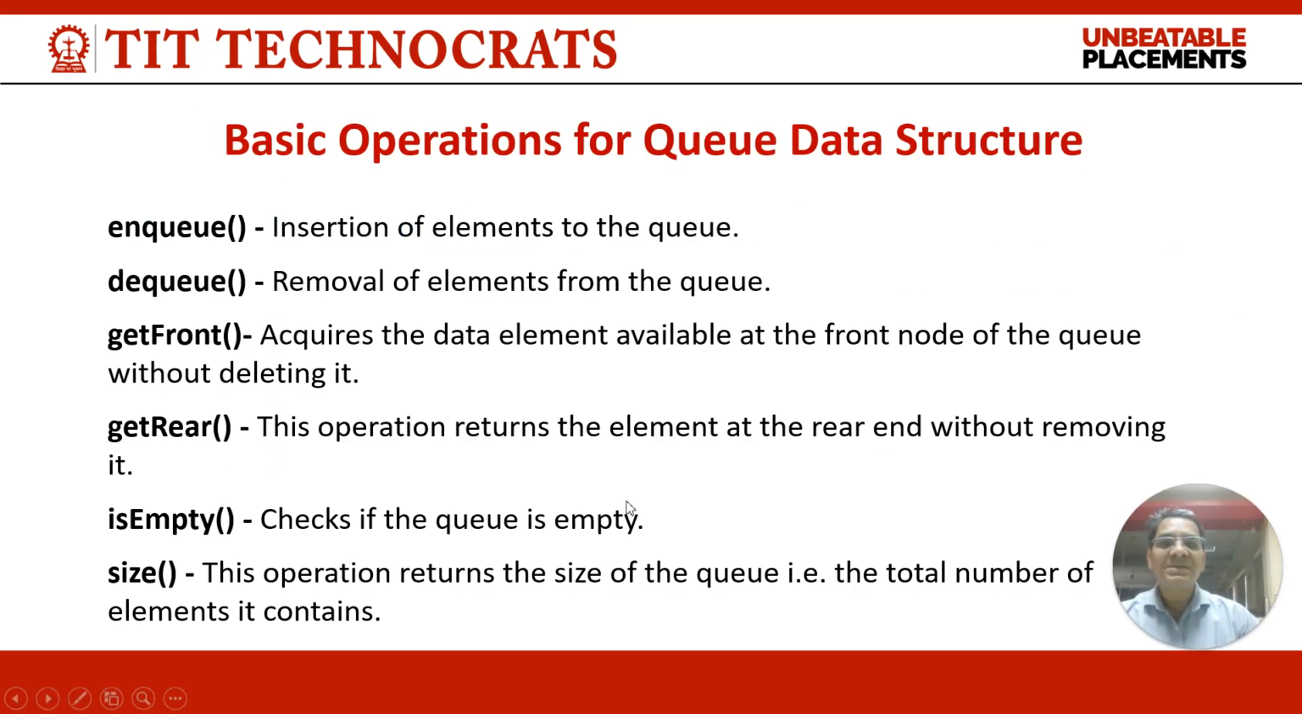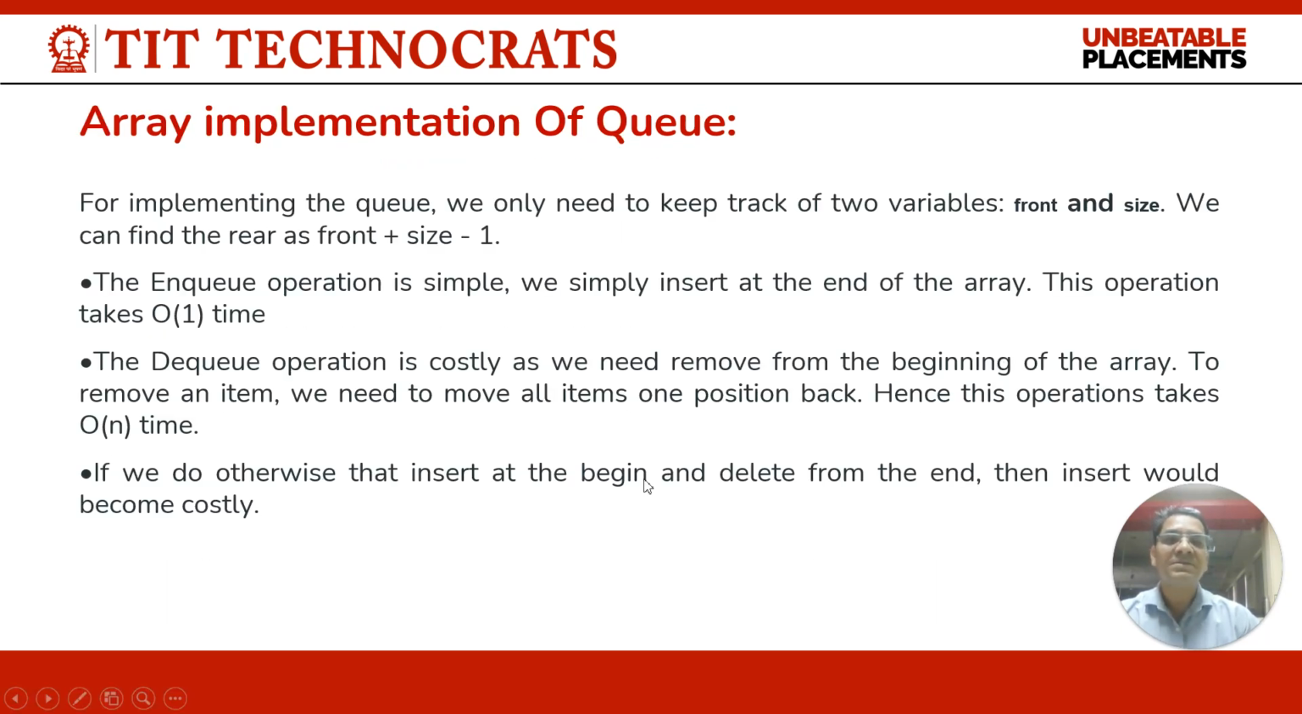Basic operations on queue data structure are: enqueue, that means insertion of an element to the queue; dequeue, that means removal of elements from the queue; get front, which acquires the data element available at the front node of the queue without deleting it; get rear, this operation returns the element at the rear without removing it; is empty, check if the queue is empty; and size, this operation returns the size of the queue, that is the total number of elements it contains.